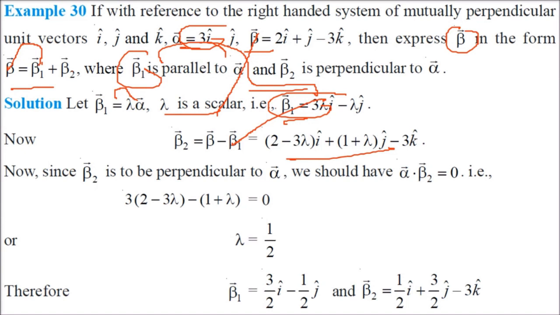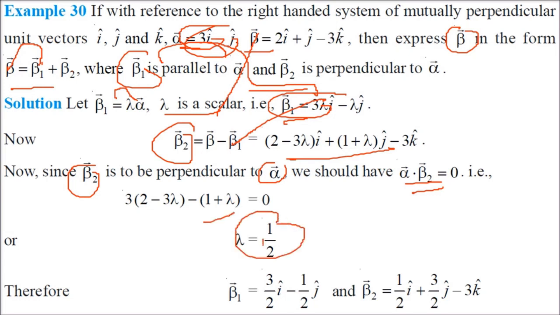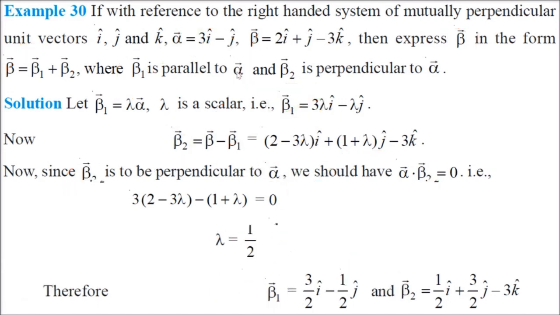You get beta 2. Now beta 2 is perpendicular to alpha. So take alpha, take beta 2 and multiply them. That is the dot product. Take alpha, take beta 2 and do this dot product. When we multiply this, we are going to get the value of lambda. Now just put this value of lambda in beta 1 and beta 2, because beta 1 was already assumed and beta 2 can be found from beta and beta 1. So you get beta 1 and beta 2 as these values: beta 1 is 3 by 2 i minus half j, and beta 2 is half, 3 by 2 minus 3 i j k.